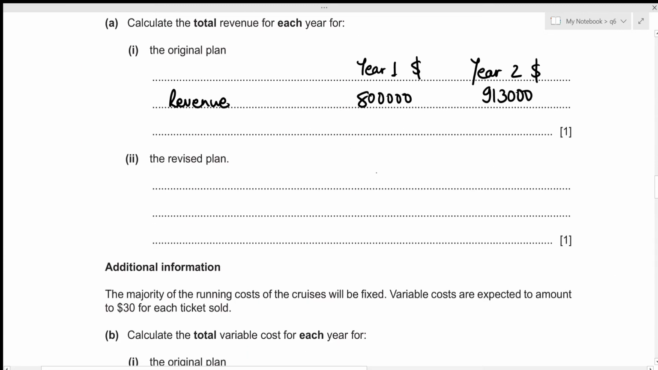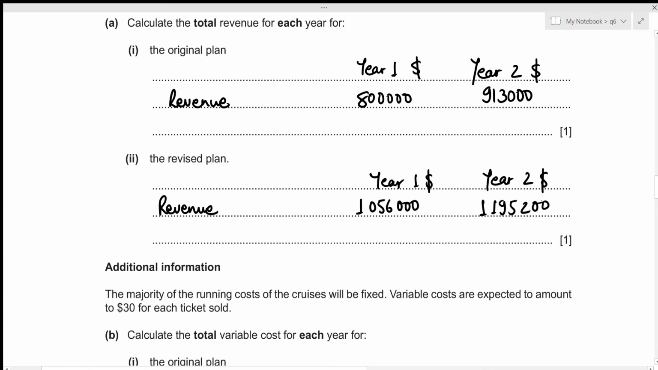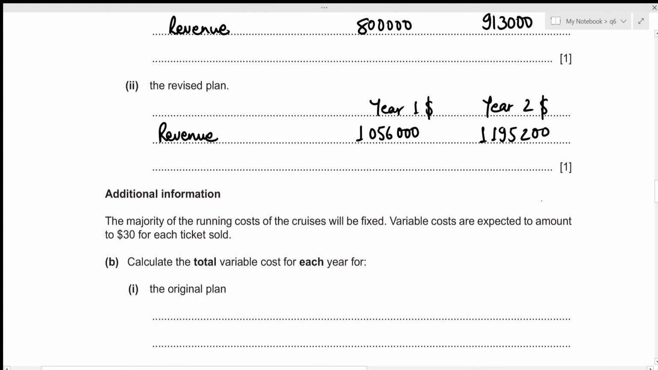So this is for year 1 and year 2. And we're talking about revenue. We figured it out to be 1,056,000 for year 1, and for year 2, it was 1,195,200. Okay, so this concludes the first part of this question. Now we can move towards the second one.